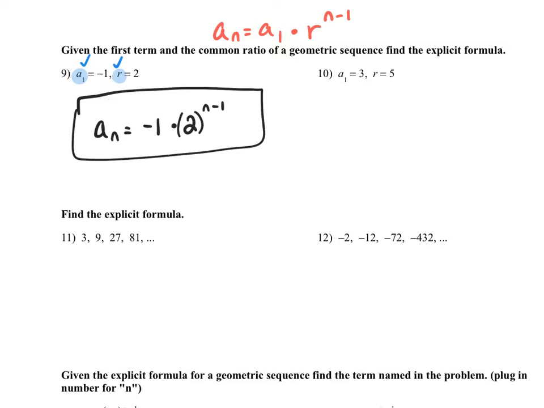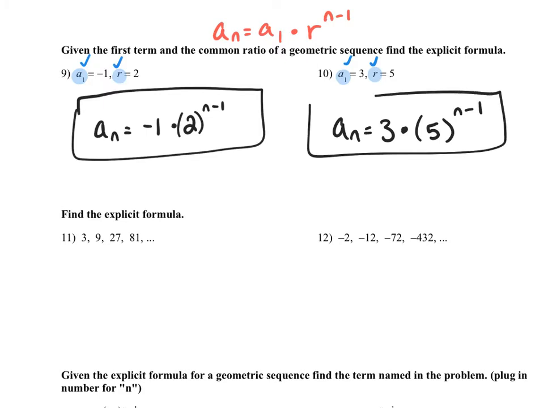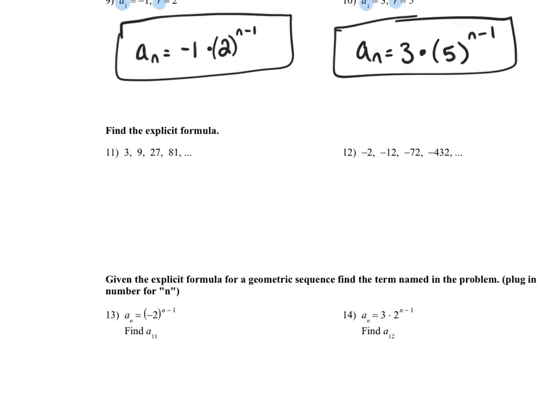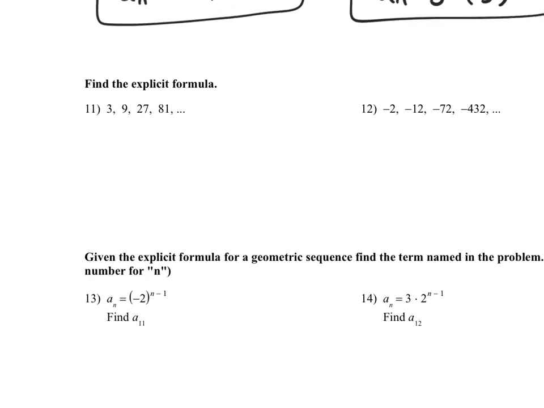All right, looking at number 10, do we have our first term and our ratio? Yes. So we are good to go. It's all just plugging it in. a sub n is equal to 3 times 5 to the n minus 1. Any questions?